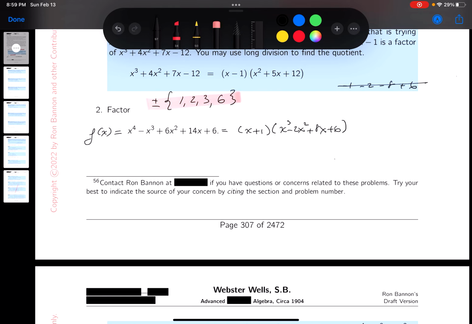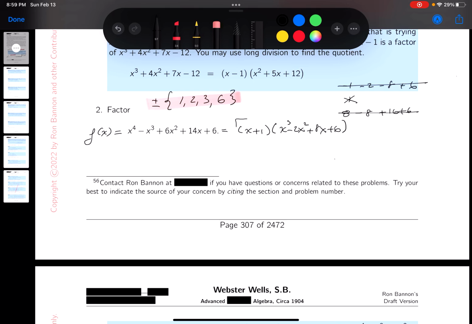You could try 1. No, we already tried 1. We wouldn't try that again. By the way, you could try minus 1 more than once. It could be a repeated root. But then you go through the list, 2, minus 2. Let's try minus 2. You get minus 8. That's not going to work either. Let's try 2. You get 8, then minus 8 plus 16 plus 6. You get the idea. Not working out.